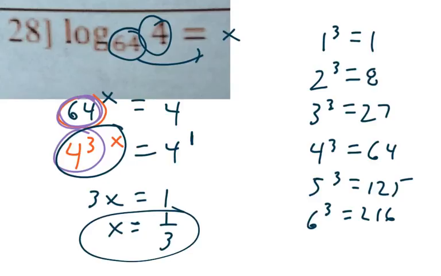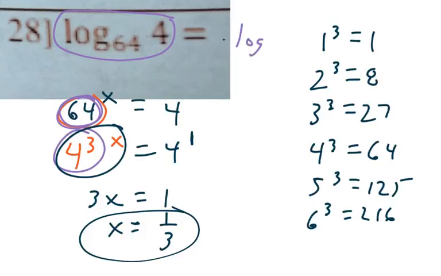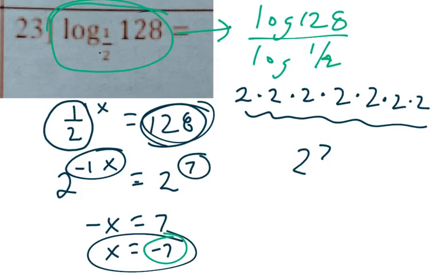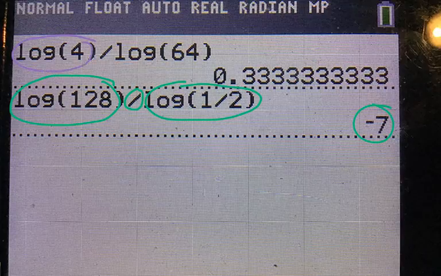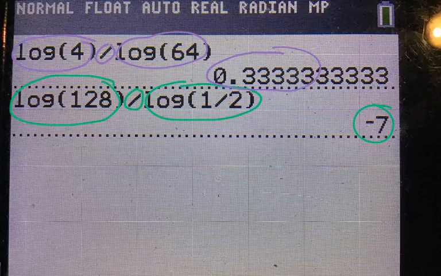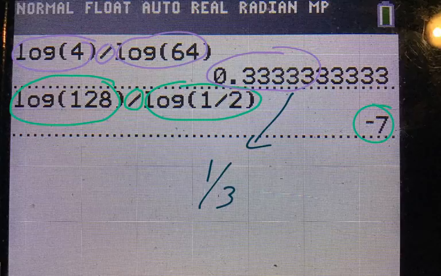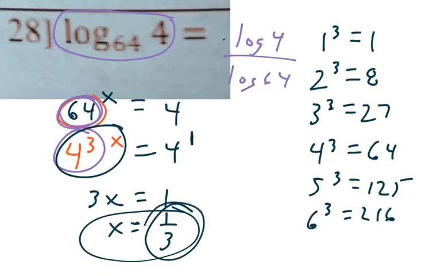And this one, if you didn't notice, I did this one as well. Follow the purple. Do you agree I could take this right here and change it to the log of 4 divided by the log of 64? That's using change of base. Well, the log of 4 divided by the log of 64 is 0.33333, which hopefully you recognize is 1/3. 1/3 is 0.333 repeating, right? And that's exactly what we got there.